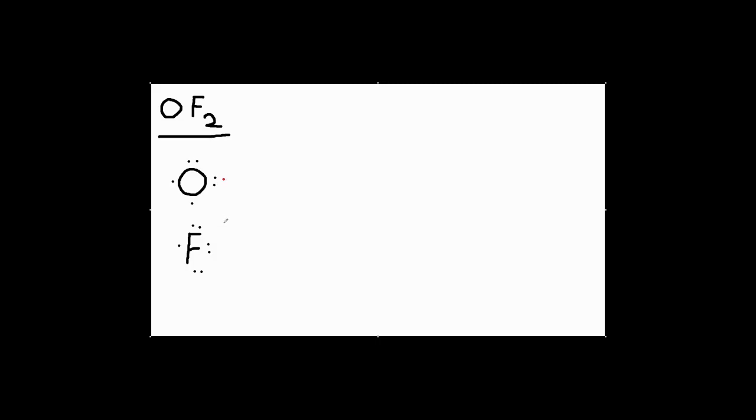Anyway, oxygen has 2 lone pairs right here and right here, and it also has 2 bonding points right here and right here. Try to cover that one up a little bit. Fluorine has 3 lone pairs right here, right here, and right here, and it has 1 bonding point.